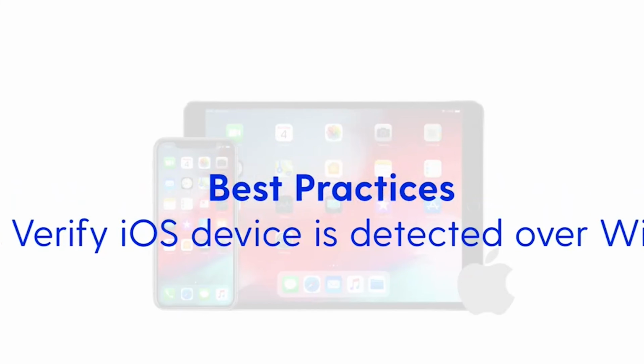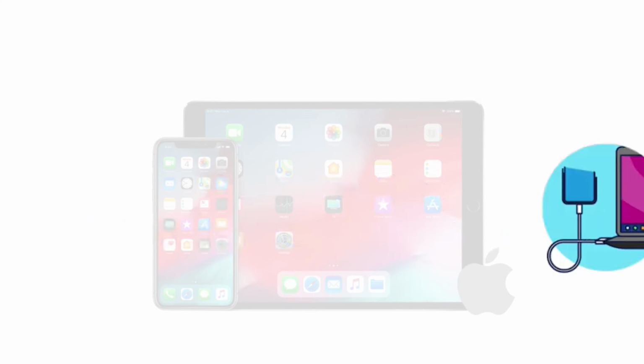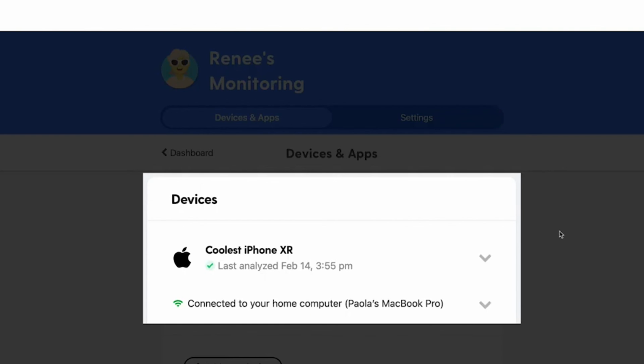Next thing to check is that the Bark desktop app detects your child's iPhone or iPad over Wi-Fi now that we've completed the first-time setup. To do so, unplug the device from the computer, make sure it's connected to the same Wi-Fi network as the computer, and check the device on the dashboard in that iOS monitoring section I showed you earlier. After some time, it should display a green Wi-Fi symbol if it finds the device over Wi-Fi.